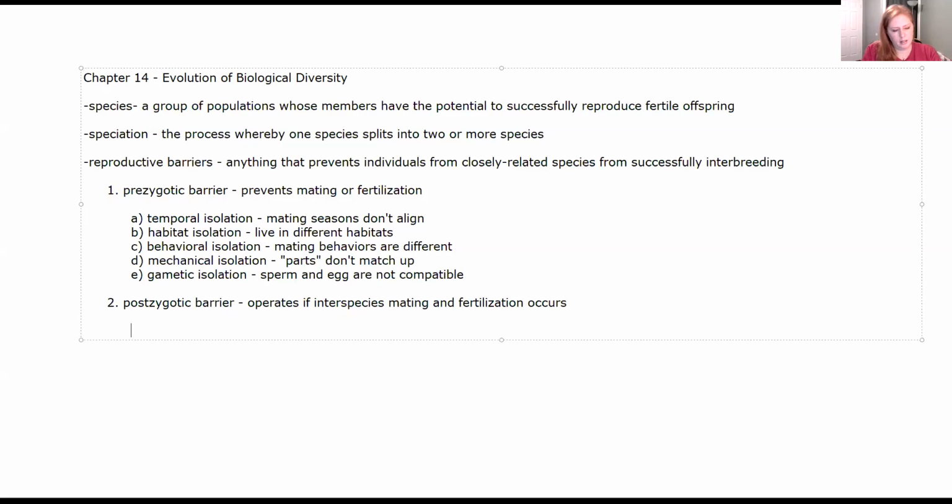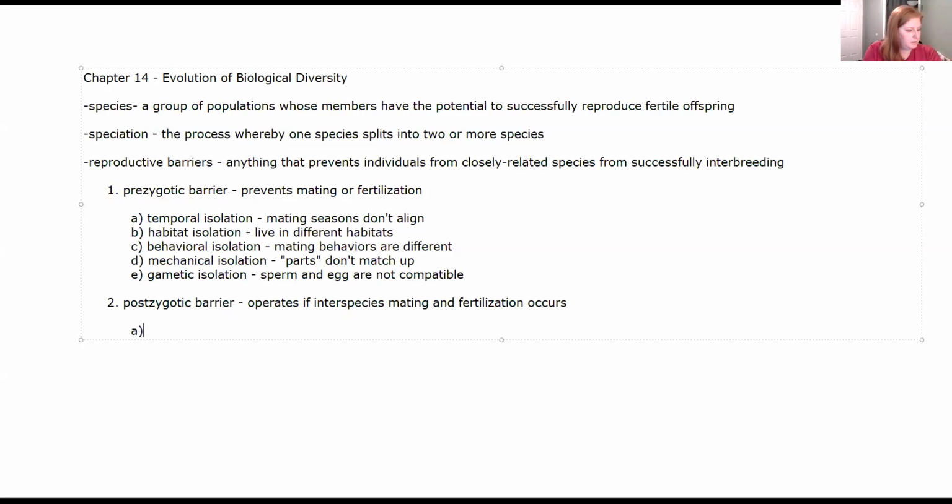So this comes into play if all pre-zygotic barriers are overcome, including gametic isolation. If all the pre-zygotic barriers are overcome and two different species successfully mate and then reproduce, we've got some stuff in play there that will prevent a new species from being formed.